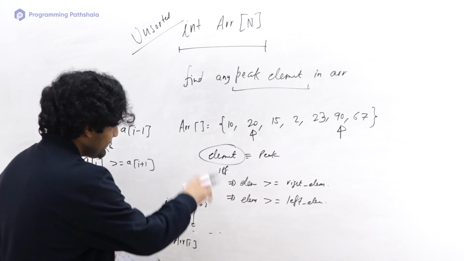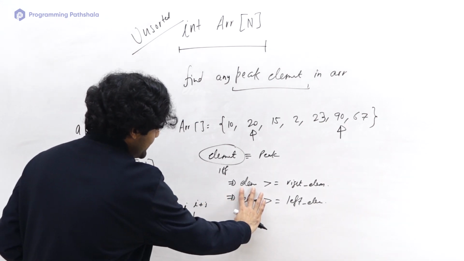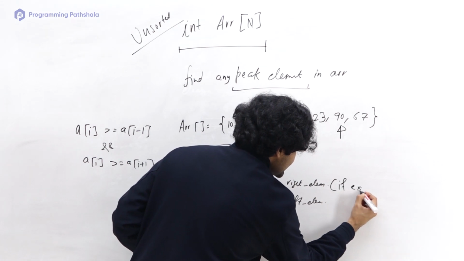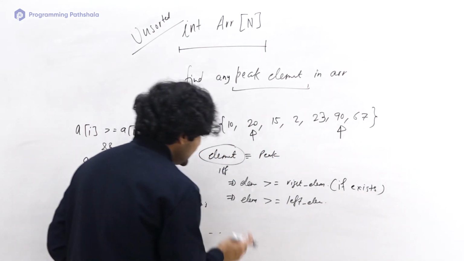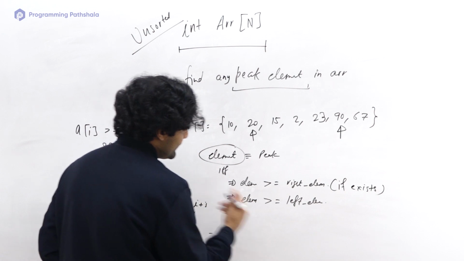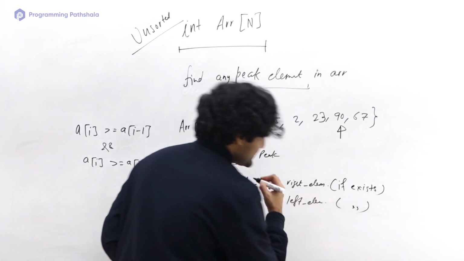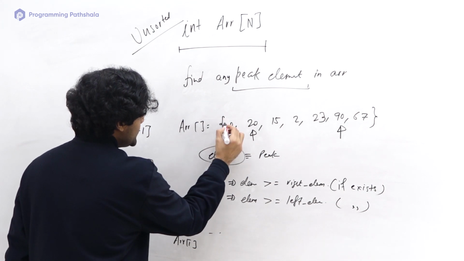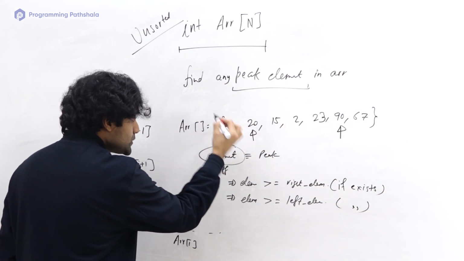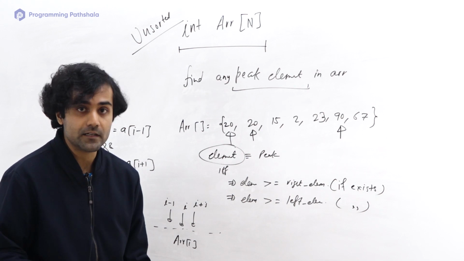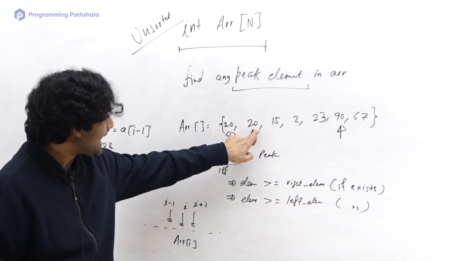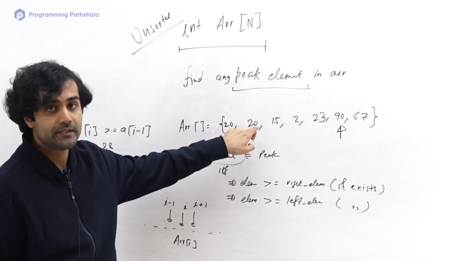So for that I would modify it a bit by saying that element must be greater than equals to right element if the right element exists. Similarly, element must be greater than equals to left element if the left element exists. Now what does it mean? So let's say you had something like 20 over here, then this 20 was also to be regarded as a peak because it does not have a left element, so I do not care about that, but it has a right and it is greater than equals to its right.